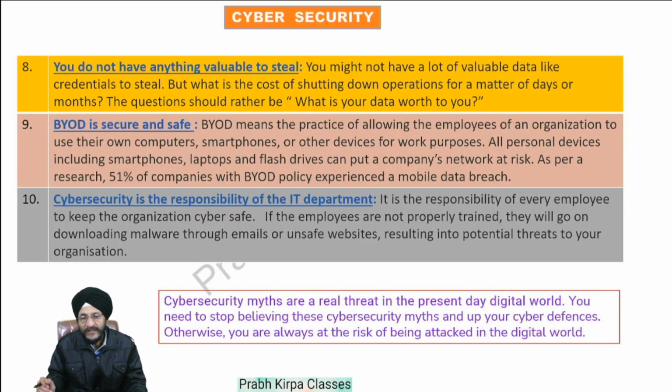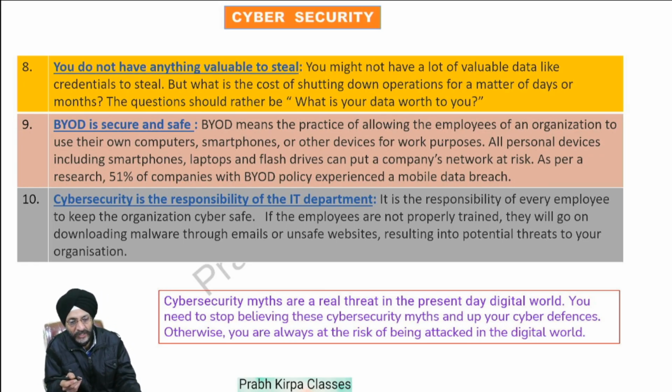Next, another myth is that you do not have anything valuable to steal. You may think that I do not have important documents in my computer system, so I need not worry about cyber attacks.